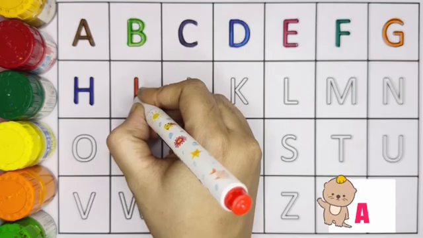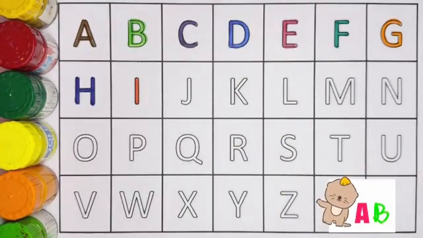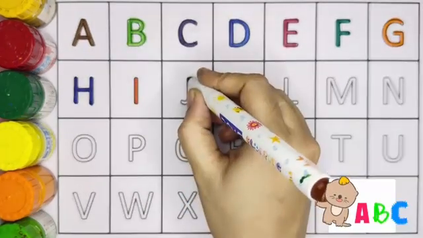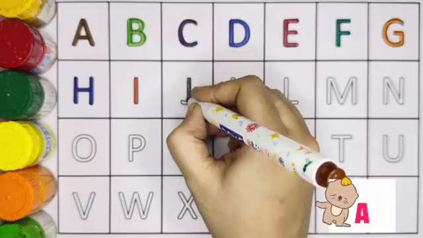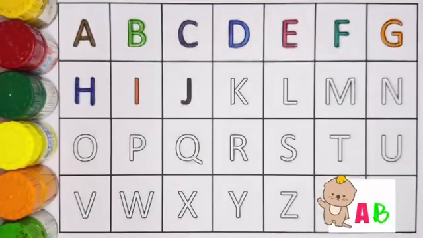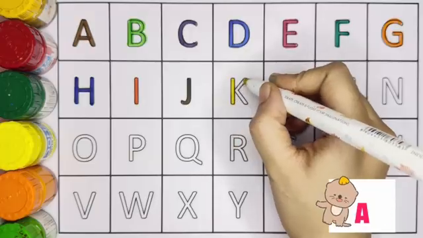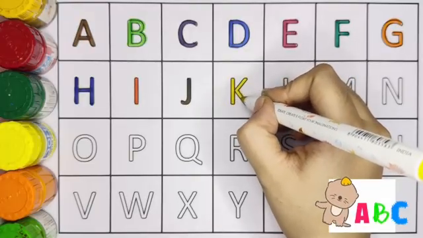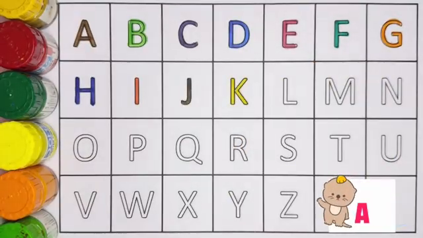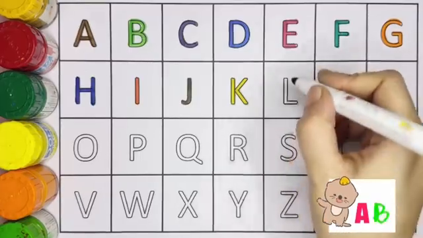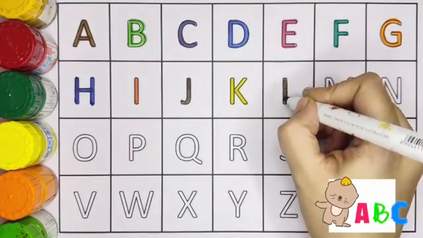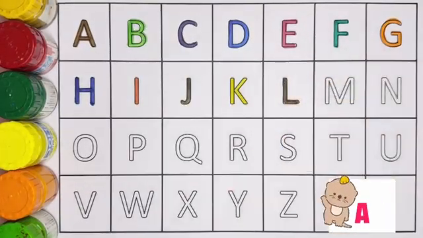Next is I. I for ink. J for juice. K for kite. Next is L. L for lion.